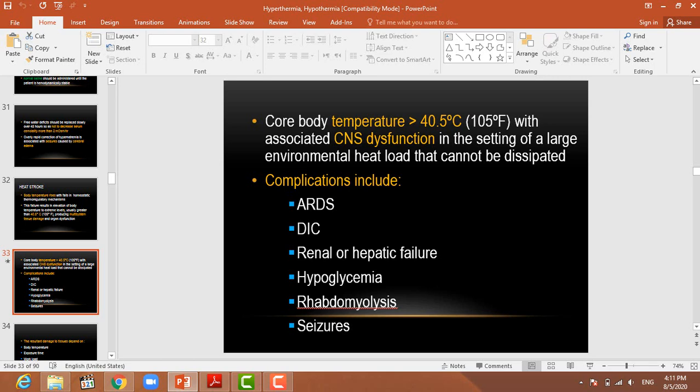And when it happens, it may lead to acute respiratory distress syndrome. It may lead to disseminated intravascular coagulation. It may lead to renal or hepatic failure. It may lead to hypoglycemia, rhabdomyolysis, that is muscle damage, and seizures, that is fits. All these things can happen due to the high body temperature, and this is mainly when you are unable to lose heat due to the hot and humid environment.